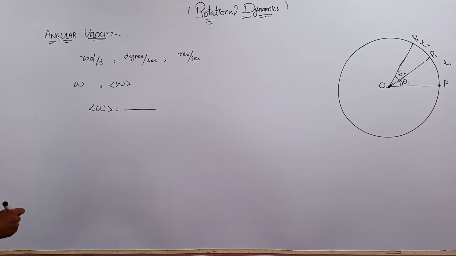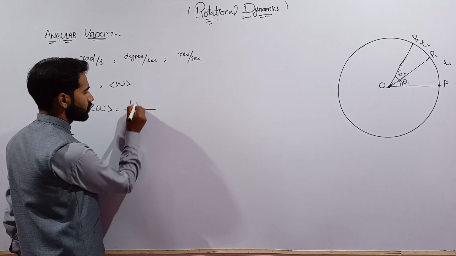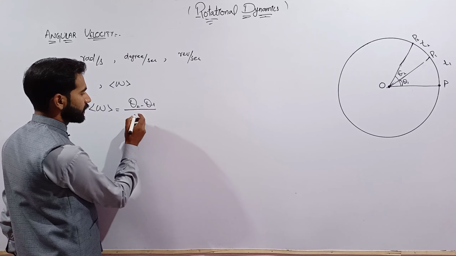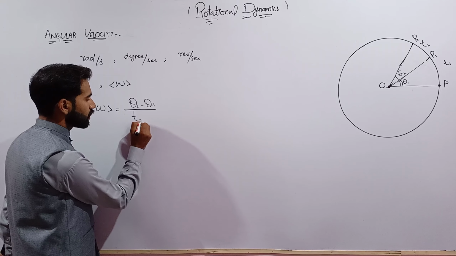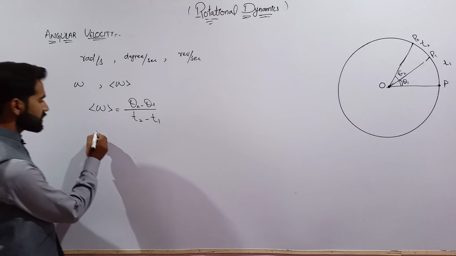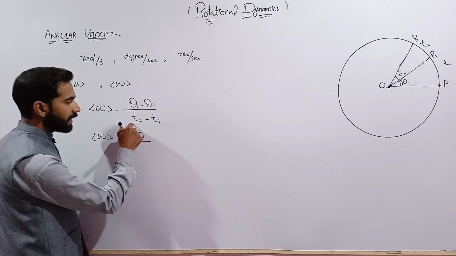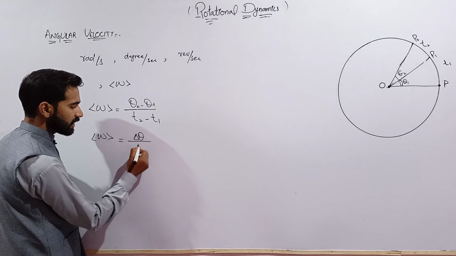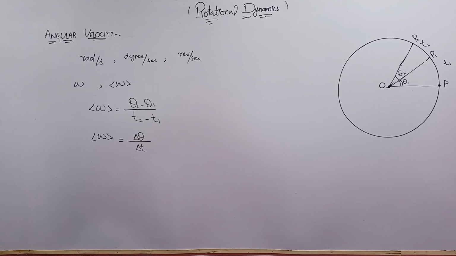total angular displacement theta 2 minus theta 1, divided by T2 minus T1. Here theta 2 minus theta 1 is del theta, and T2 minus T1 is del T. These equations represent the average angular velocity.